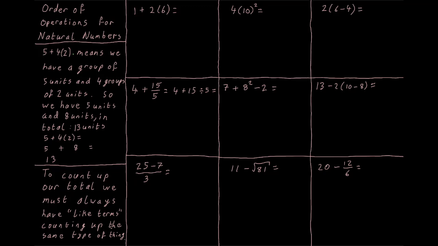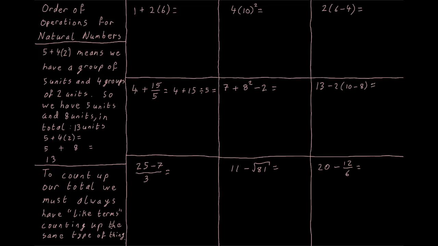So if we take this sum here, we have 5 plus 4 bracket 2. And we know that a bracket sitting next to a number, or a number sitting next to a bracket, means multiply. So we have 5 plus 4 times 2. That's how we'd say that out loud. But what does it mean, and how does that help us to figure out how to do the sum?